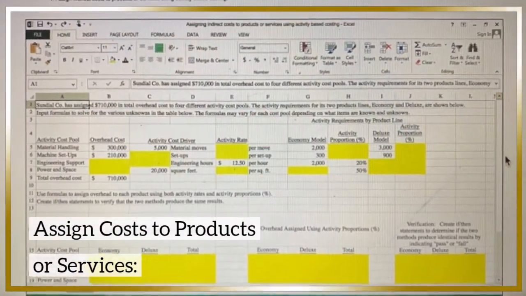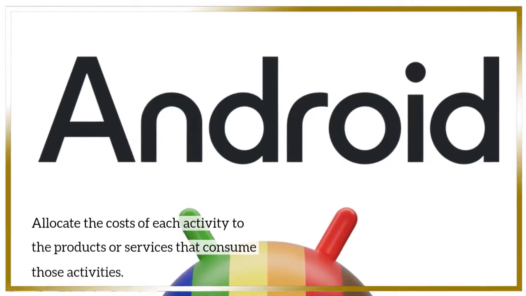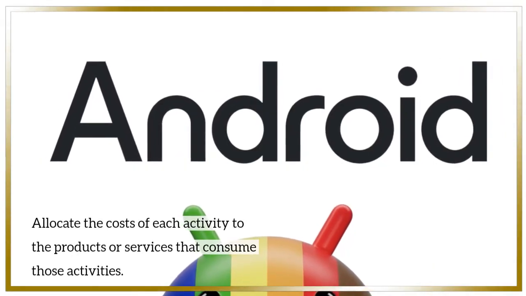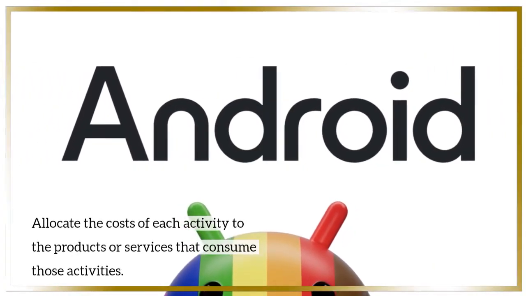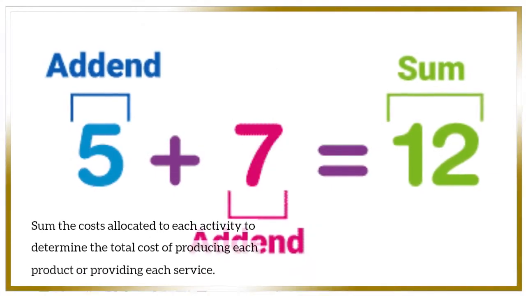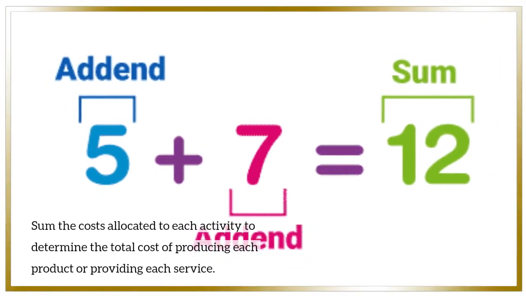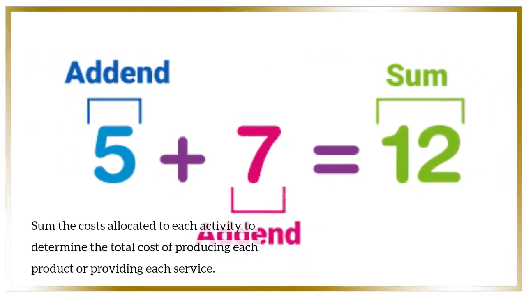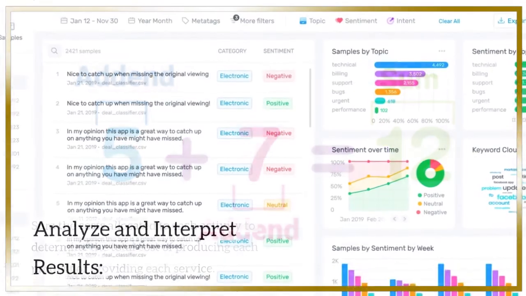Assign costs to products or services. Allocate the costs of each activity to the products or services that consume those activities. Sum the costs allocated to each activity to determine the total cost of producing each product or providing each service.